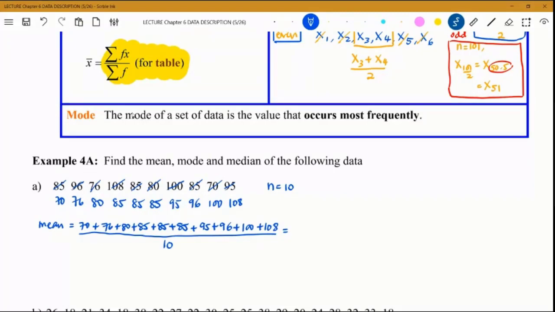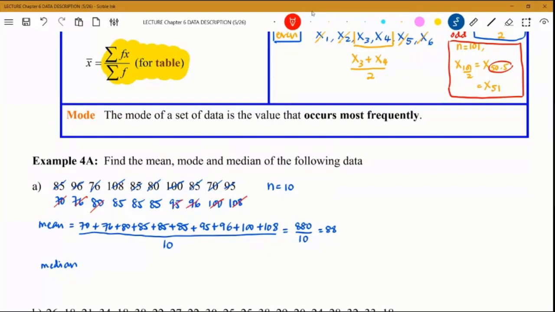88, which is the sum of the data, 880 over 10. So we have 88. Okay, so that's how we find the mean. For the median, because your data is small, you can cut. So we can cut.